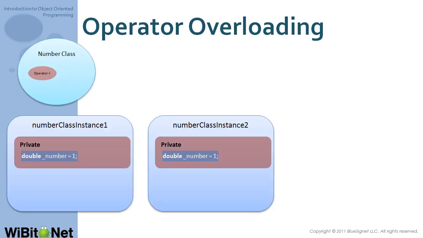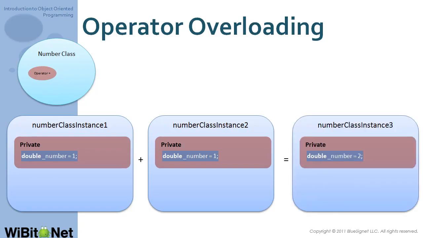So let's take a look at an example. Let's say we have a number class and we have an operator plus. We have a number class instance 1 and a number class instance 2. They both have a private variable double number set to 1. So what happens if we say number class instance 1 plus number class instance 2 is equal to... naturally we would assume it to be 2, but we need to overload that operator in order for that to happen. So it becomes a very powerful way to interact with objects.